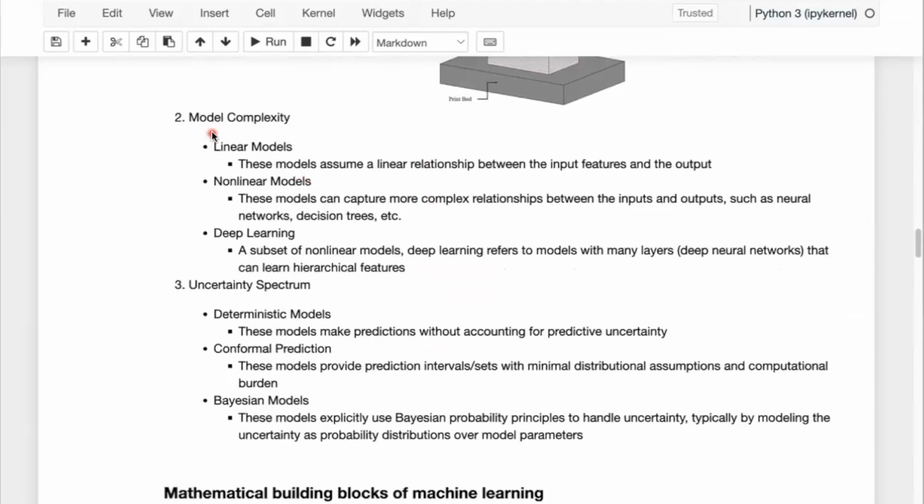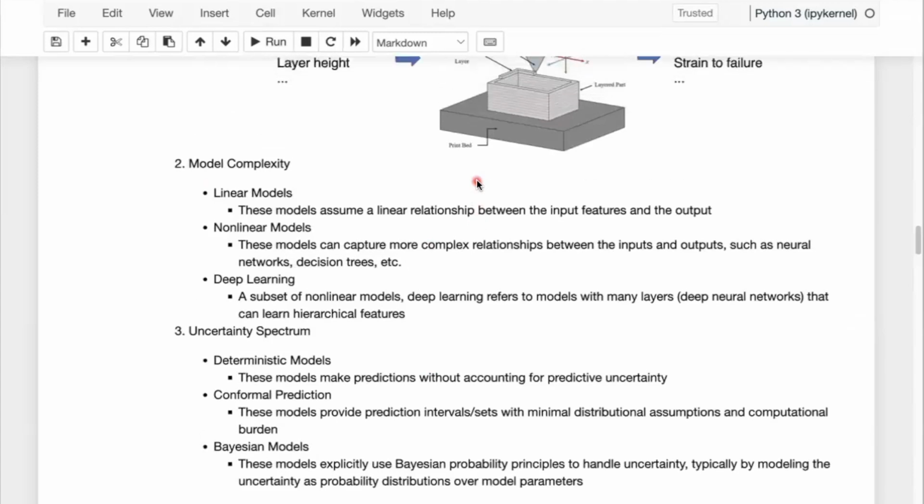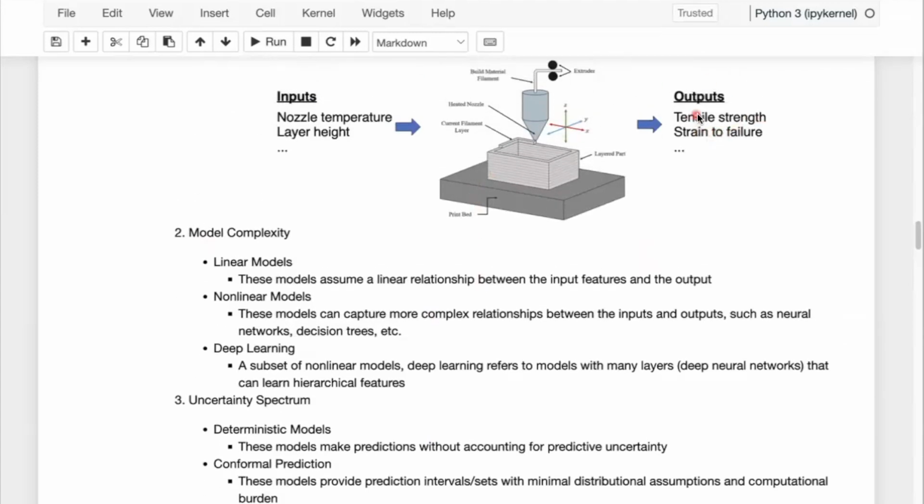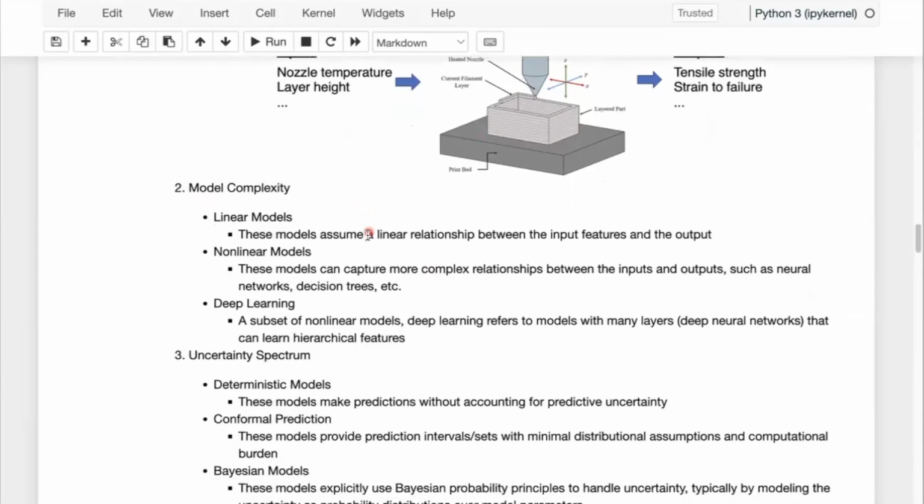Another way to classify machine learning algorithms is based on model complexity. We do have linear models, which assume a linear relationship between the input features and the outputs or responses, right? So we can assume that, for example, in this case of mechanical properties, each property is a linear combination of inputs. And this is a very simple problem known as linear regression, but obviously not able to capture complexities of many real-world problems.